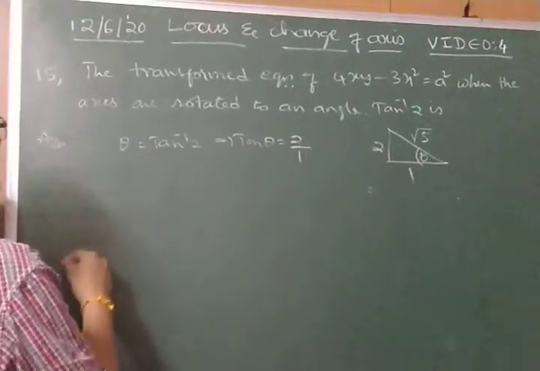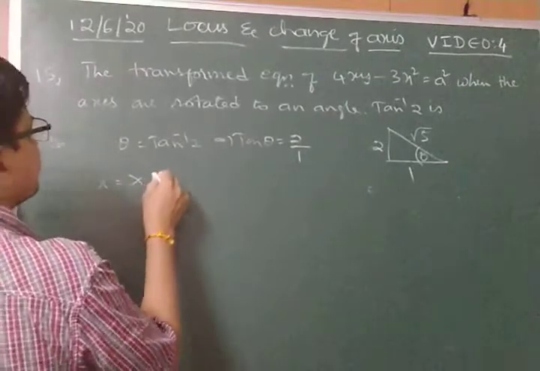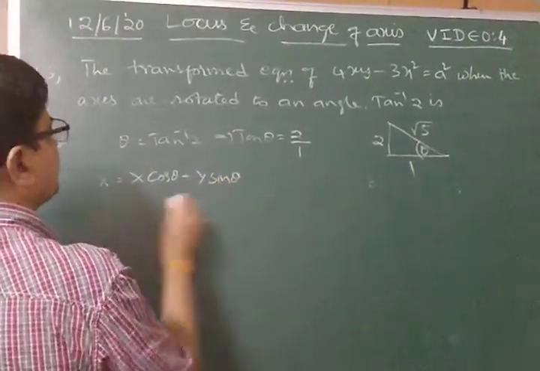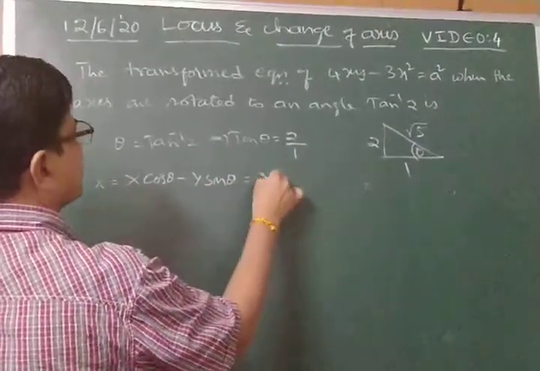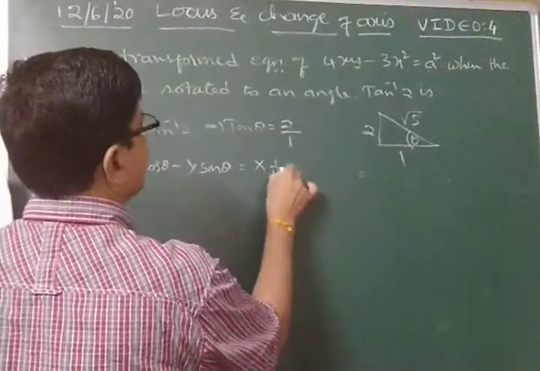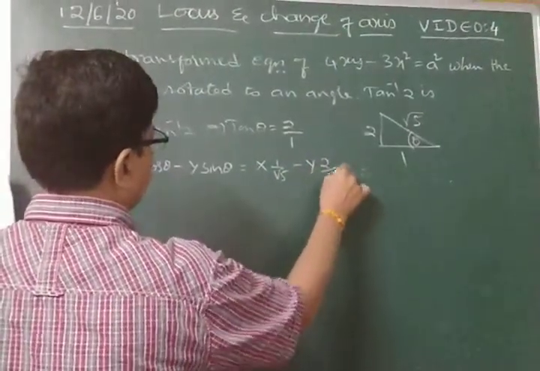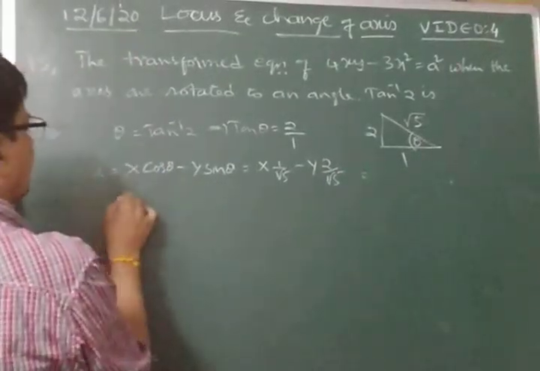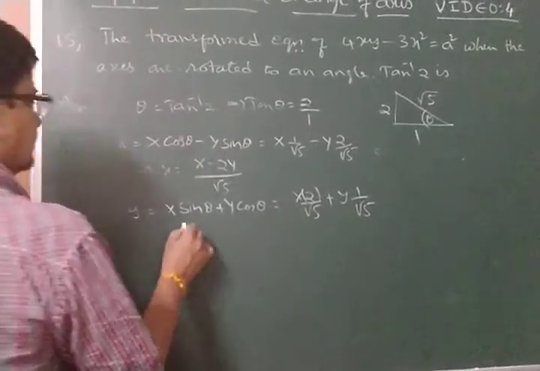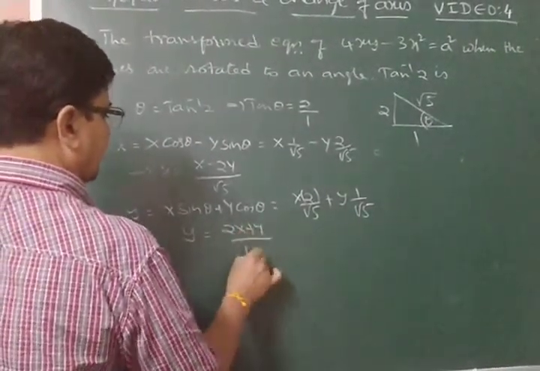So the transformed equations: small x is equal to capital X cos theta minus capital Y sin theta. So that is equal to capital X into cos theta, cos theta means 1 by root 5, minus Y into sin theta, sin theta means 2 by root 5. So small x is equal to (X minus 2Y) by root 5.